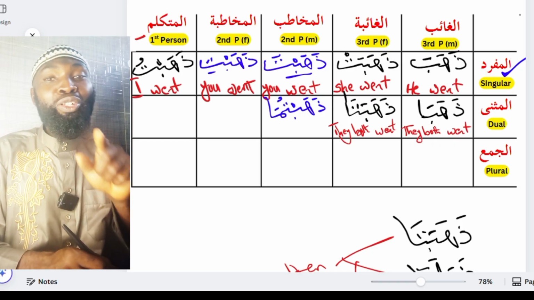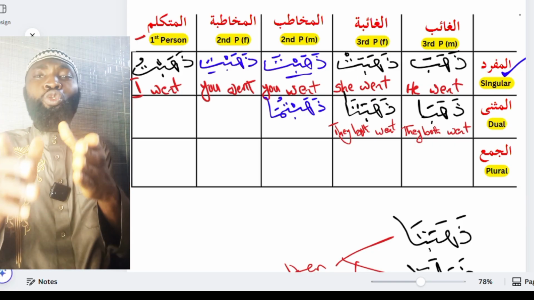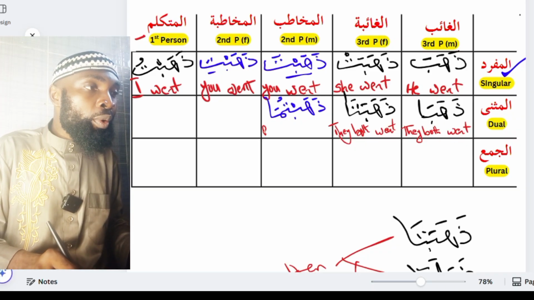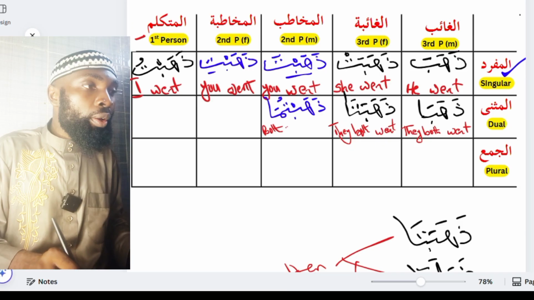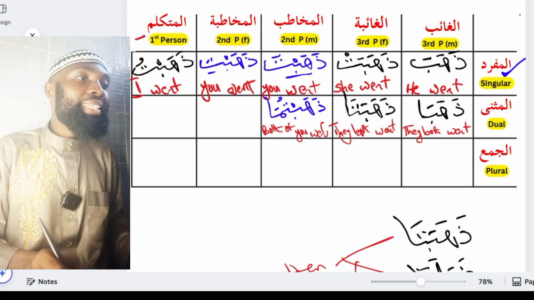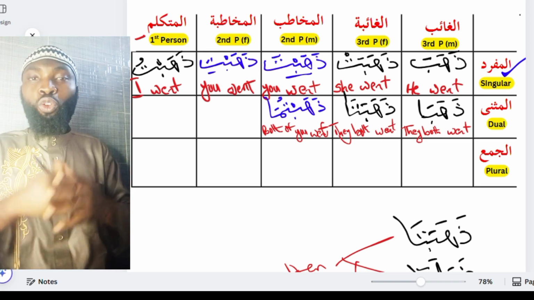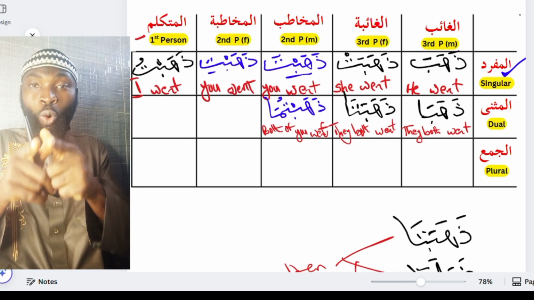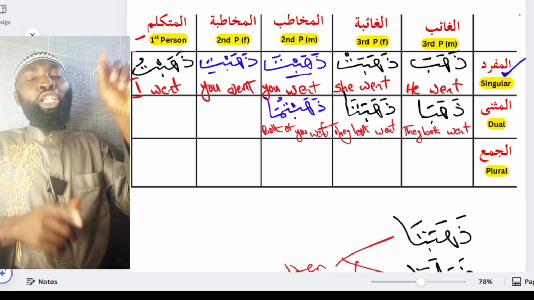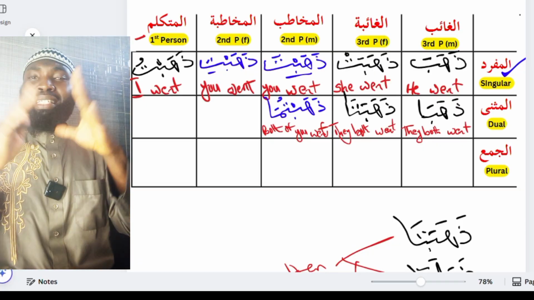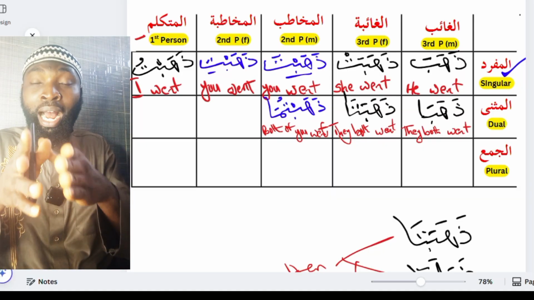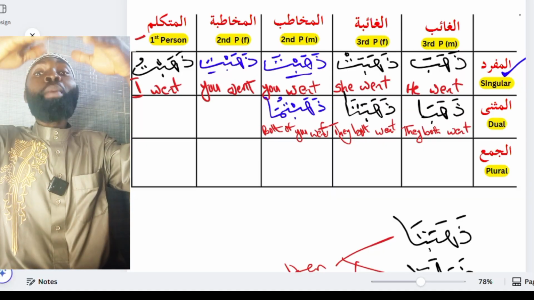Tuma. Dhahabtuma. It means both of you went. So I can say anta wa akhuka dhahabtuma, you and your brother went. Dhahabtuma, both of you went. Antuma, both of you, dhahabtuma, went.